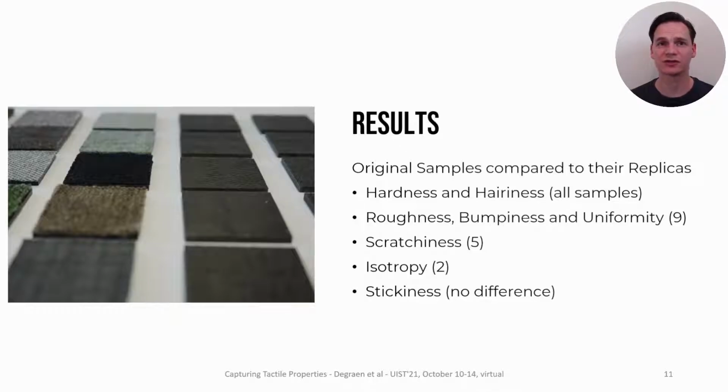From our results comparing the original samples to their replicas, we see that all samples significantly differed in terms of hardness and hairiness, 9 samples in terms of roughness, bumpiness, and uniformity, 5 in terms of scratchiness, 2 in terms of isotropy, and none of the samples significantly differed in terms of stickiness perception.